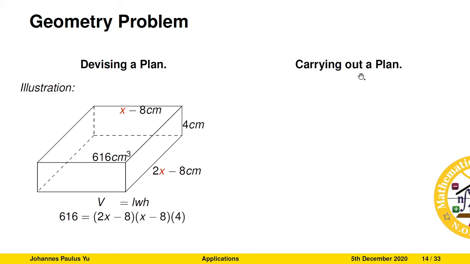So, we will now carry out the plan. Using the formula of the volume, which is length times width times height, the volume is 616. We solve for x: 616 equals the quantity 2x minus 8, times the quantity x minus 8, times the height, 4 centimeters.